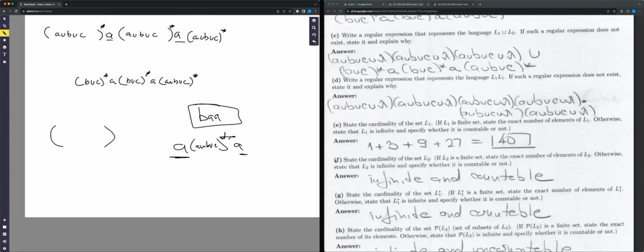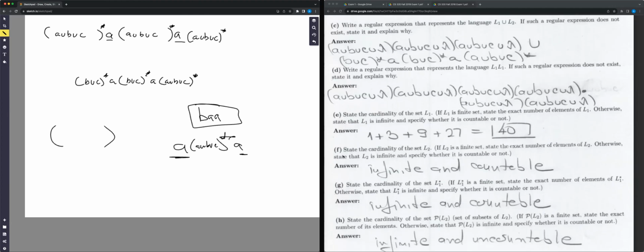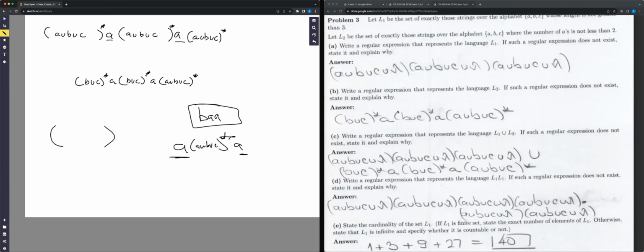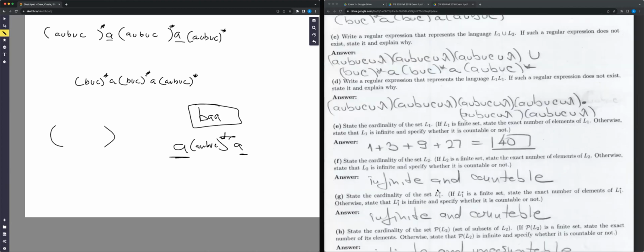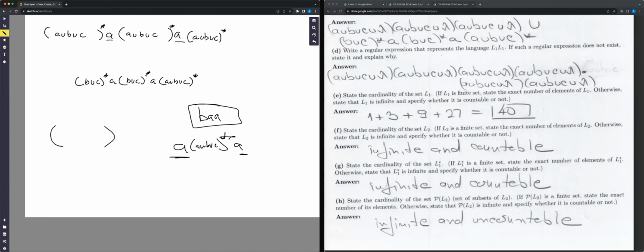So right off the bat, F and G are just asking for the cardinality of L1 star and L2. L2, if you look back at the answer we wrote, has a star in it. If it has a star, it's immediately infinite and countable. So straight off, the answer for F is infinite and countable. L1 star has a star in it, so it's immediately infinite and countable.